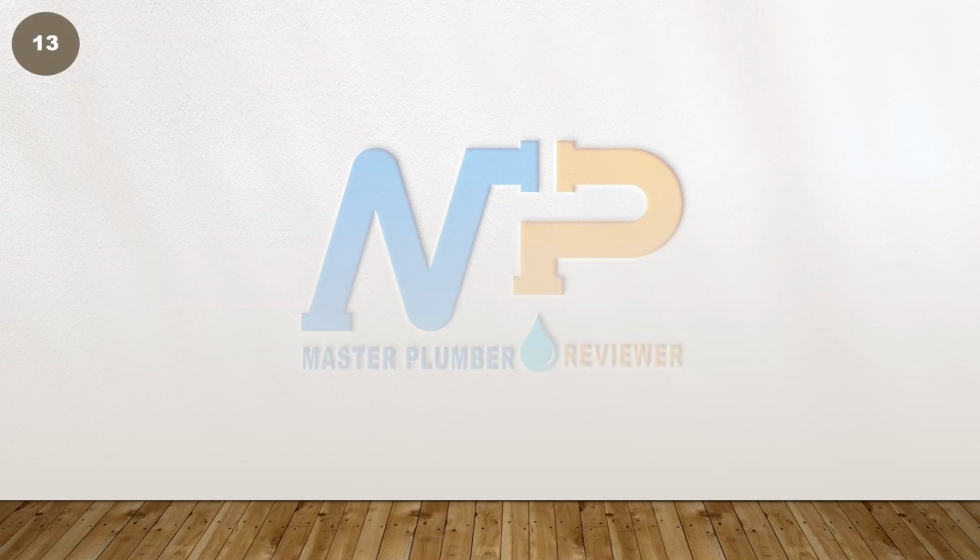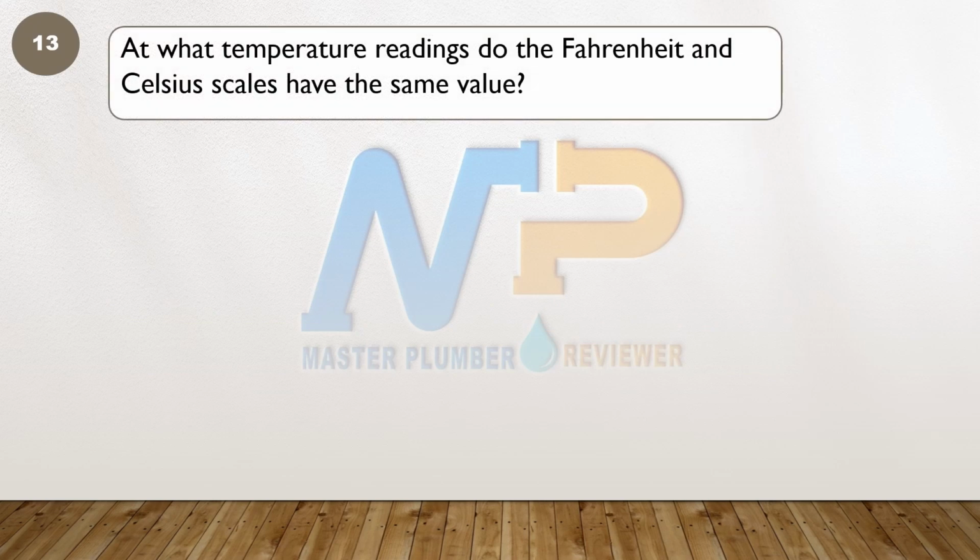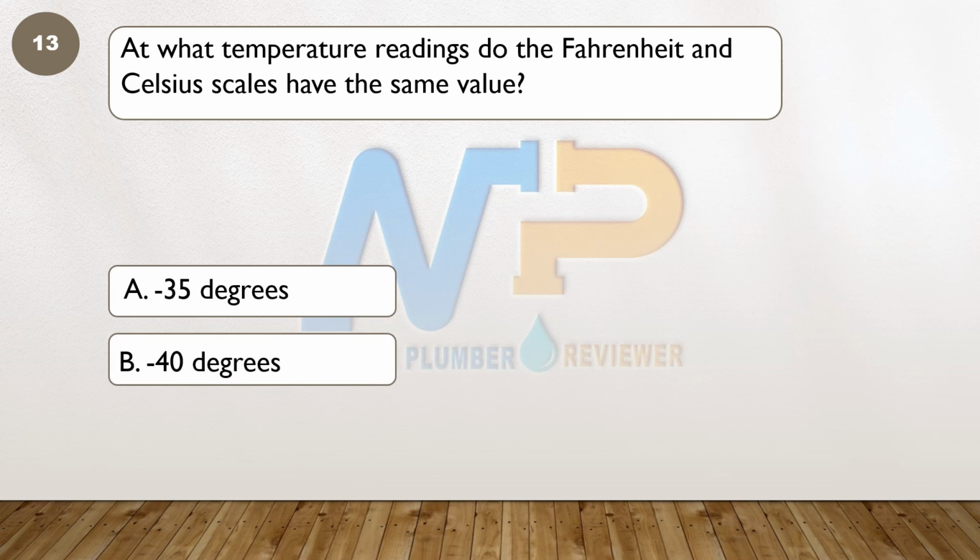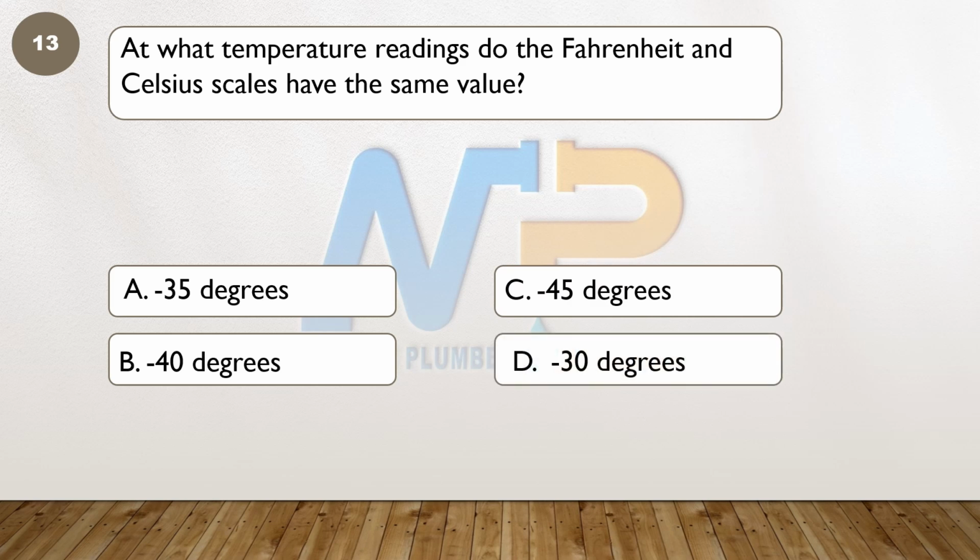Number 13. At what temperature readings do the Fahrenheit and Celsius scales have the same value? A. -35 degrees, B. -40 degrees, C. -45 degrees, D. -30 degrees. The answer: it's B. -40 degrees.